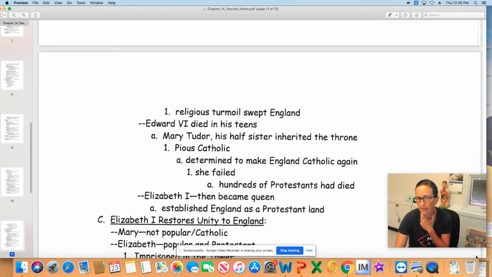She's a very pious Catholic, and she's determined to make England Catholic again, but she does it very violently. Hundreds of Protestants will die. A lot of them will be burned at the stake, and she will not allow them to recant. That's how she got the nickname Bloody Mary. She did fail to make England a Catholic nation again.